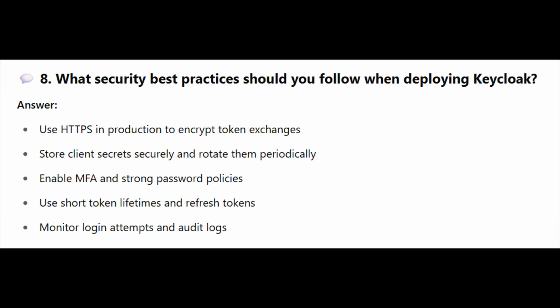What security best practices should you follow when deploying Keycloak? Answer. Use HTTPS in production to encrypt token exchanges. Store client secrets securely and rotate them periodically. Enable MFA and strong password policies. Use short token lifetimes and refresh tokens. Monitor login attempts and audit logs.